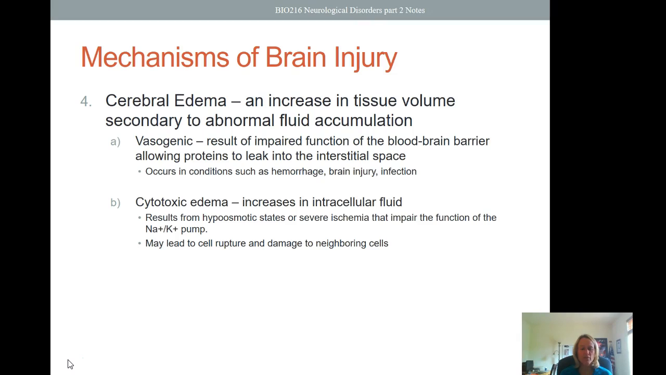This can be vasogenic, which is the result of impaired function of the blood-brain barrier. This allows proteins to leak into the interstitial space. This can occur as a result of hemorrhage, brain injury, or infection. Or cytotoxic edema, which results in an increase in intracellular fluid. And this can be the result of hypoosmotic states or severe ischemia that impair the functioning of the sodium-potassium ATPase pump. This cytotoxic edema can lead to cell rupture and damage to neighboring cells.